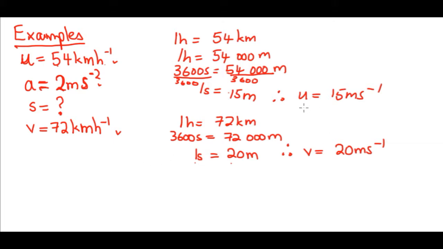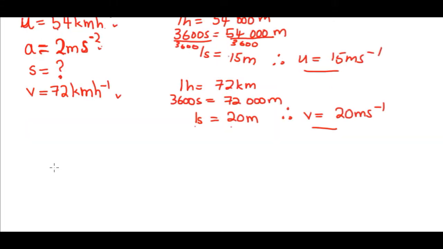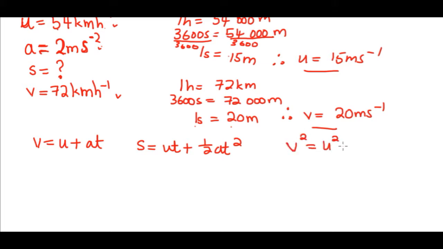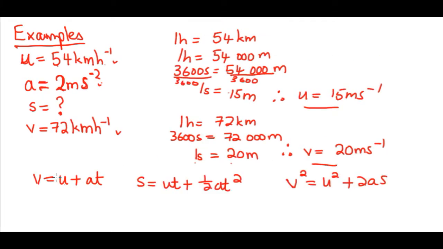So now I have my updated U, my updated V, and my A, and I need to find my S. Let's start looking at the equations and write them down. V is equal to U plus AT. That is my first equation. My second equation says S is equal to UT plus half AT squared. My third one says V squared is equal to U squared plus 2AS. Let's vet the first equation. Is this going to work?